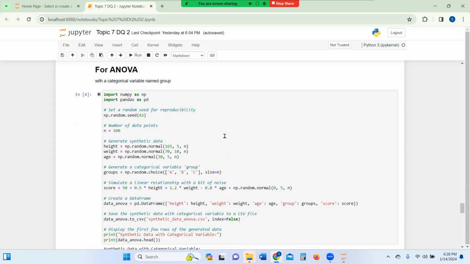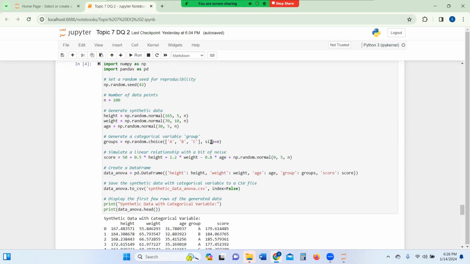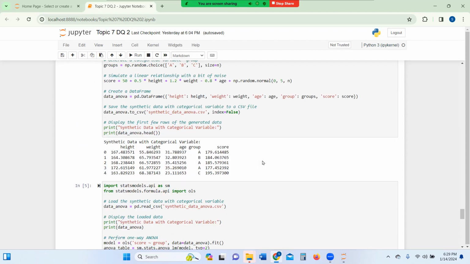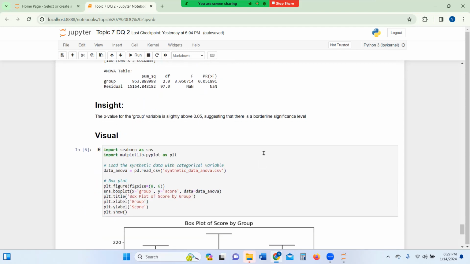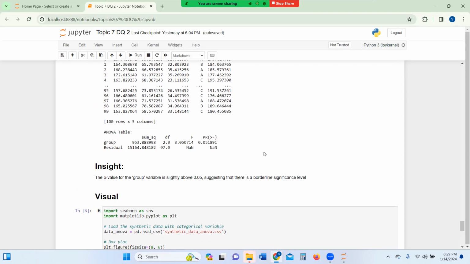The ANOVA. To perform ANOVA with those values generated, a categorical variable was produced, and this categorical variable is called group. It was included to assess if there are any statistically significant differences in the mean scores across different groups A, B, and C. The results showed that the p-value is greater than alpha, so the result is not statistically significant at the 0.05 level, though it is close.